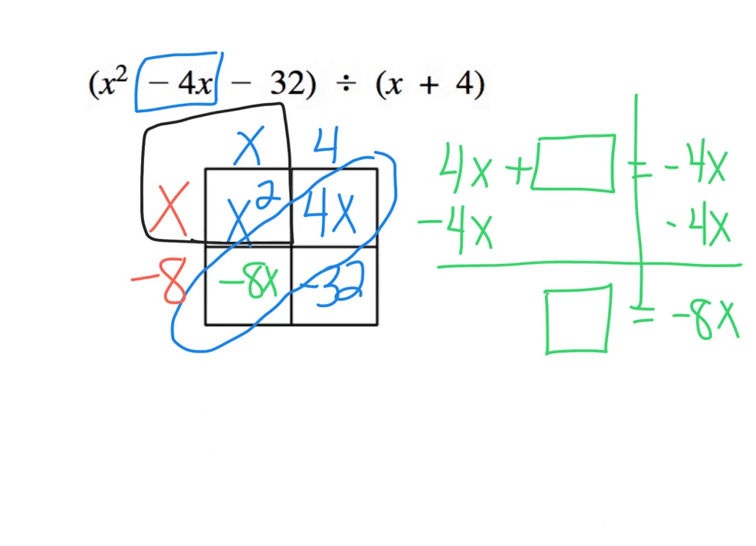Now, we're done unless we have a remainder. The way we know if we have a remainder is we see if our puzzle works. We know that this first row works, and we know that this works. We divided it. So all we're really checking is our last box. 4 times negative 8 equals negative 32. So our box works. x minus 8 and x plus 4 are both factors. So our answer to this is just plain old x minus 8.